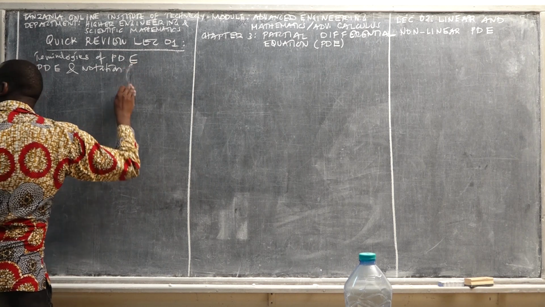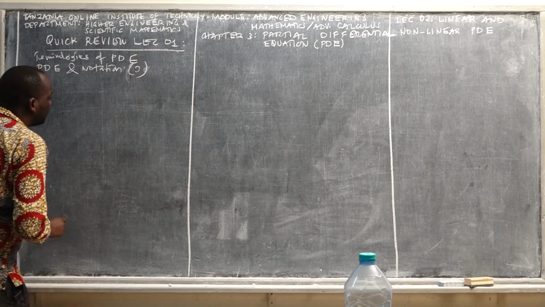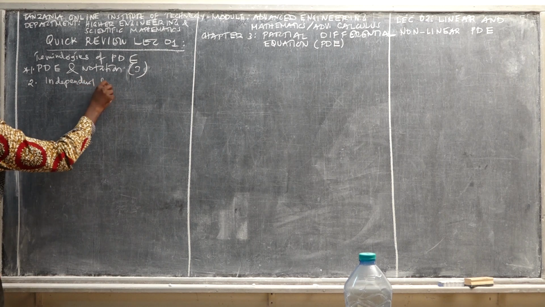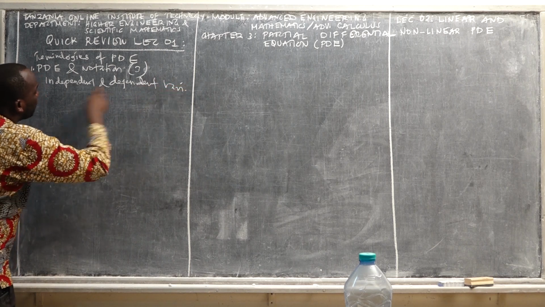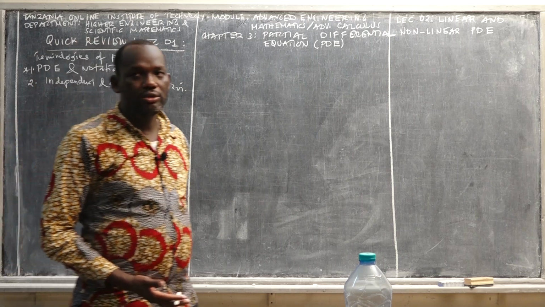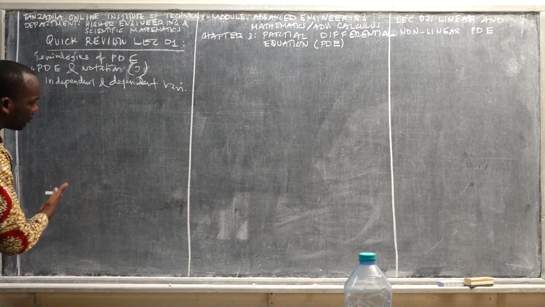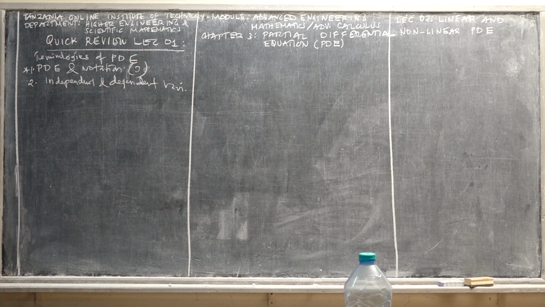I taught you 3 notations of partial differential equations. The second terminology is independent and dependent variables, which is very important because today we are going to discuss the dependent variable again. We define an independent variable as a variable which does not depend on any other variable, while a dependent variable depends on independent variables. In a partial differential equation, the dependent variable depends on two or more independent variables.